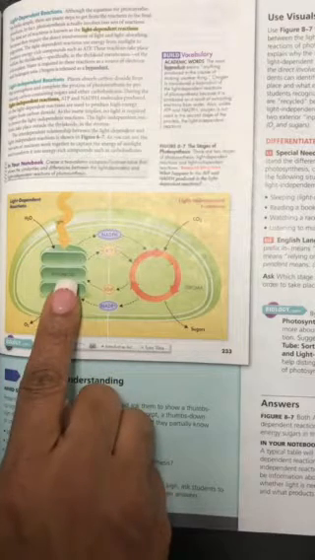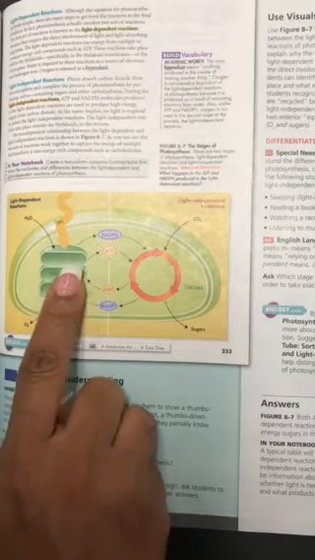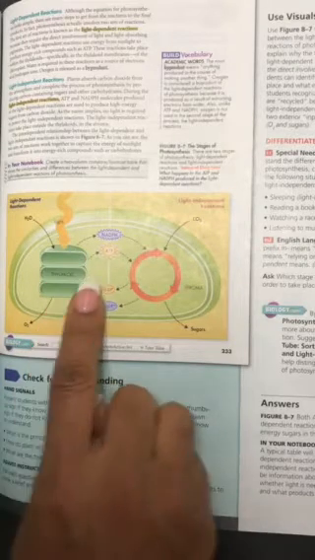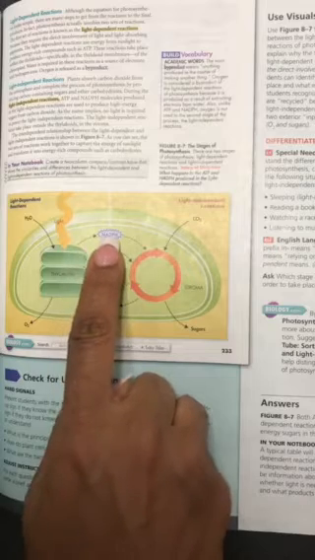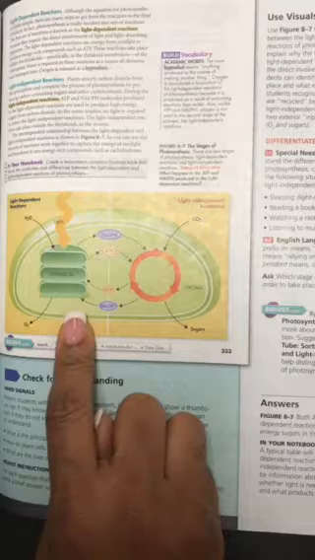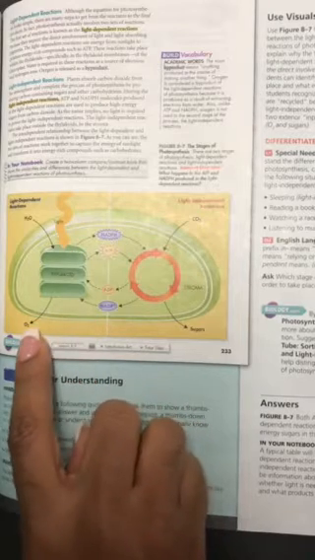And the water and light, along with a series of reactions that takes place in the thylakoid membrane, enables it to produce high-energy electron carriers such as NADPH and ATP. And the product also is oxygen that we breathe in.